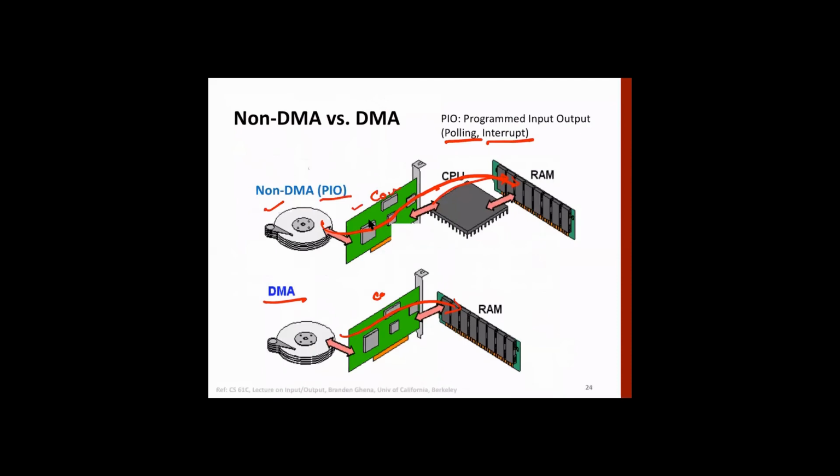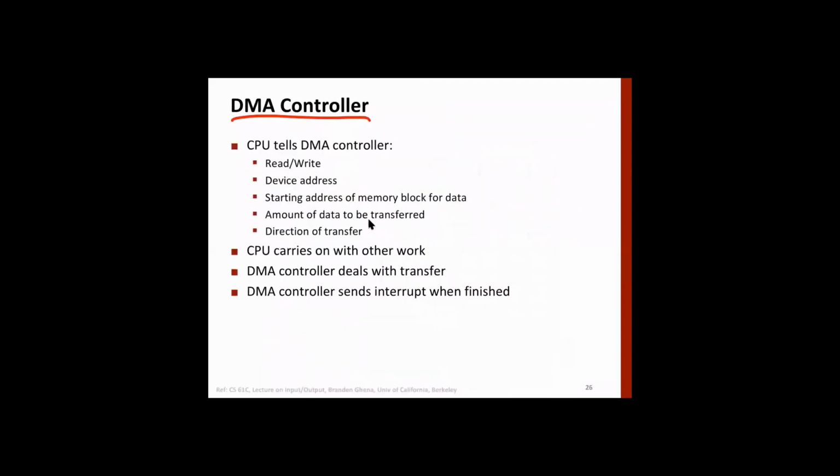All right, so now here comes into the picture the DMA controller. The CPU can tell the DMA controller to read or write. It will give the device address, because we know that each device is memory mapped. So the CPU knows the address of the disk, because what we are doing is nothing but memory reads and writes by these operations.